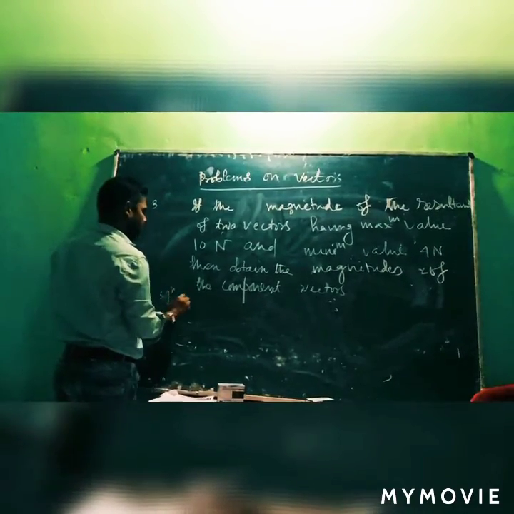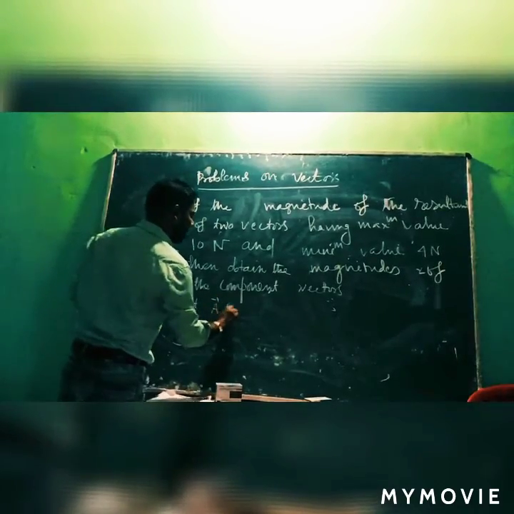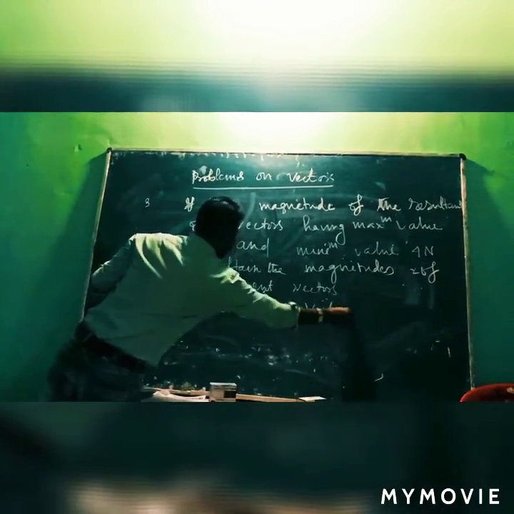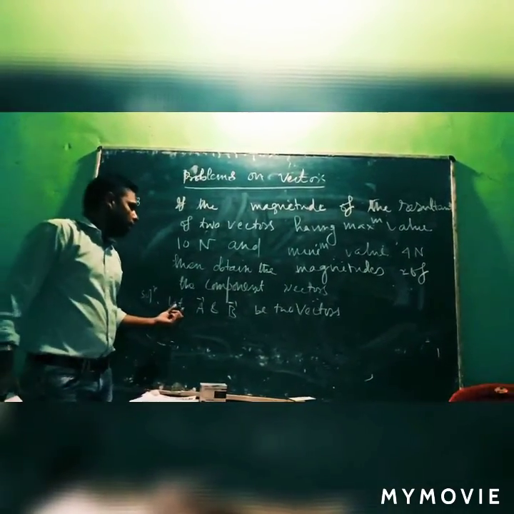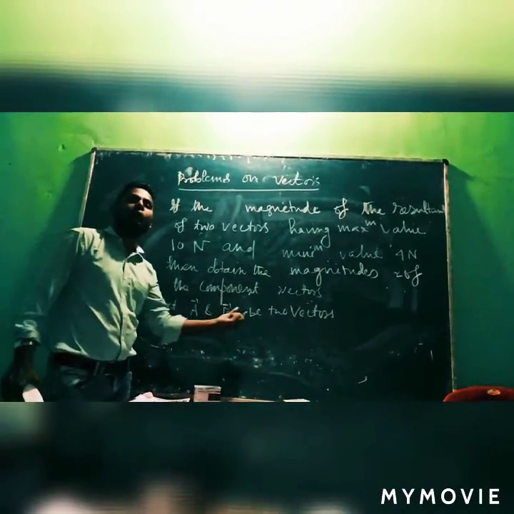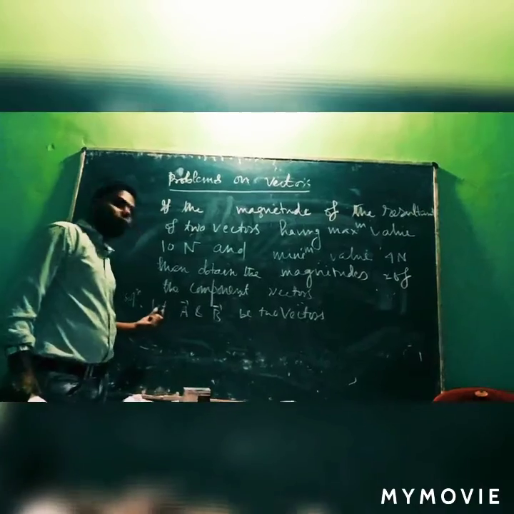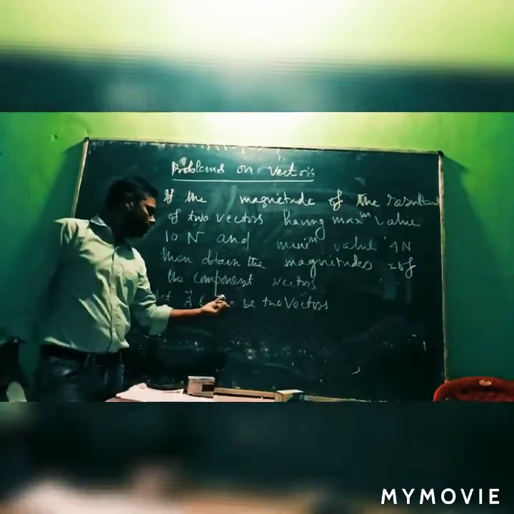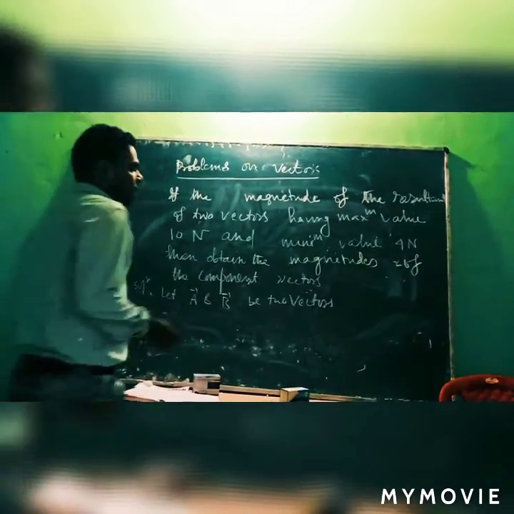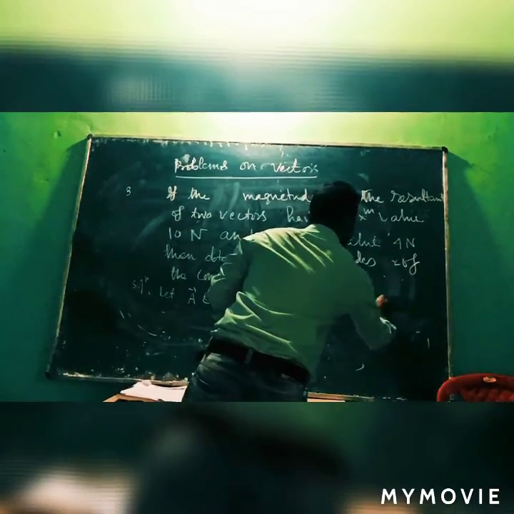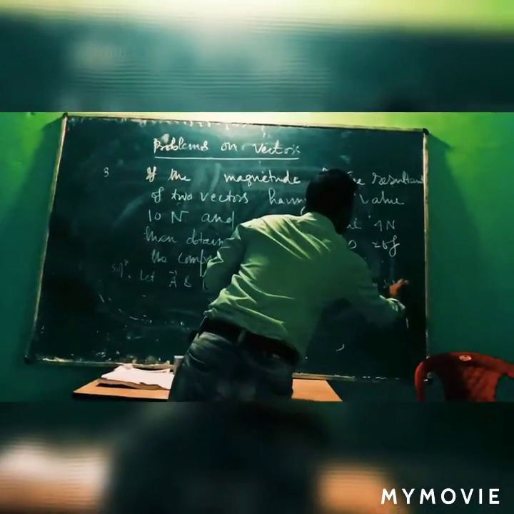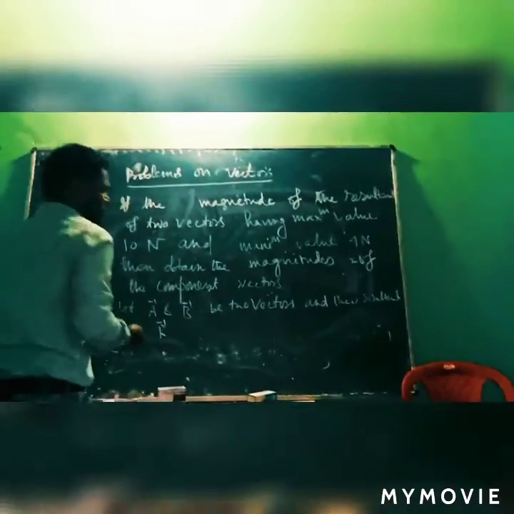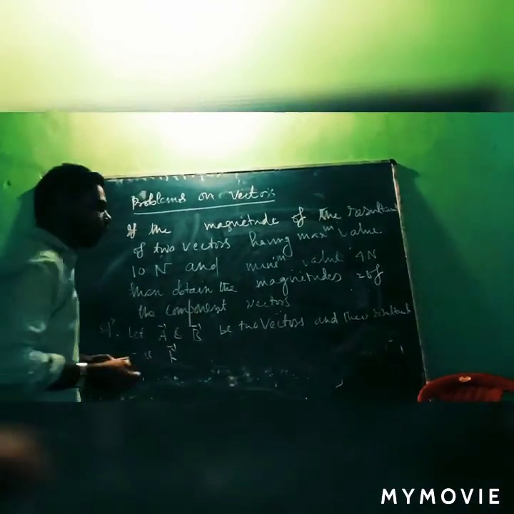So the solution: let A and B be two vectors. When you use the word let, you must use B, not R, is or alpha, because this is the rule. So let A and B be two vectors, and their resultant is R. So we have supposed the resultant to be R, and A and B are the component vectors.